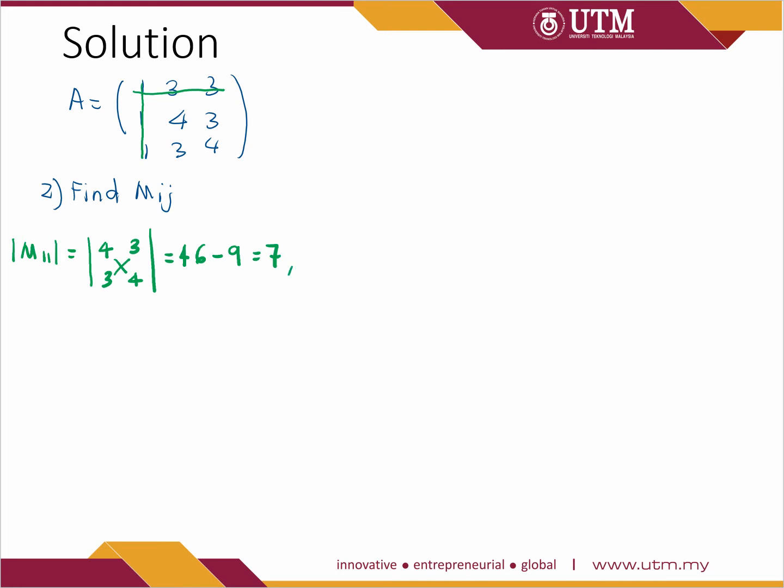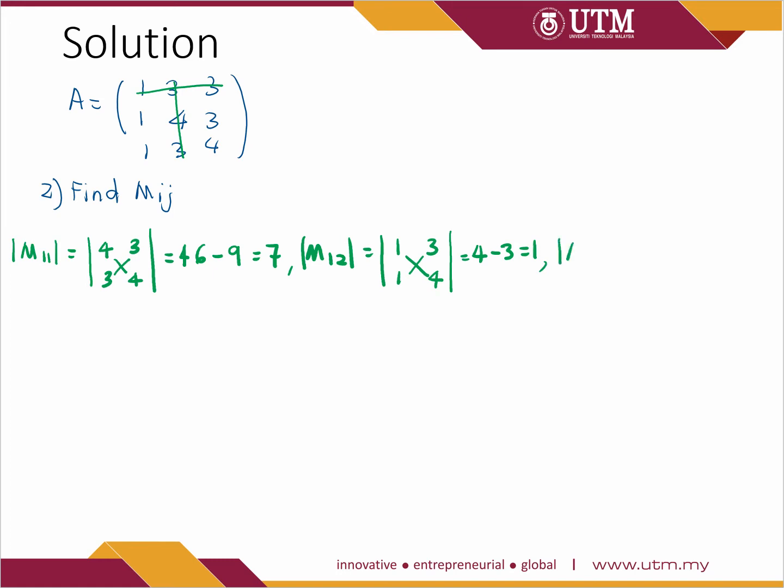Then we proceed with the next, M12, where the matrix of M12 is removing the first row and the second column. So here we have 1, 3, 1, 4. So the determinant of this will be 1 times 4 minus 1 times 3, which is equal to 1.